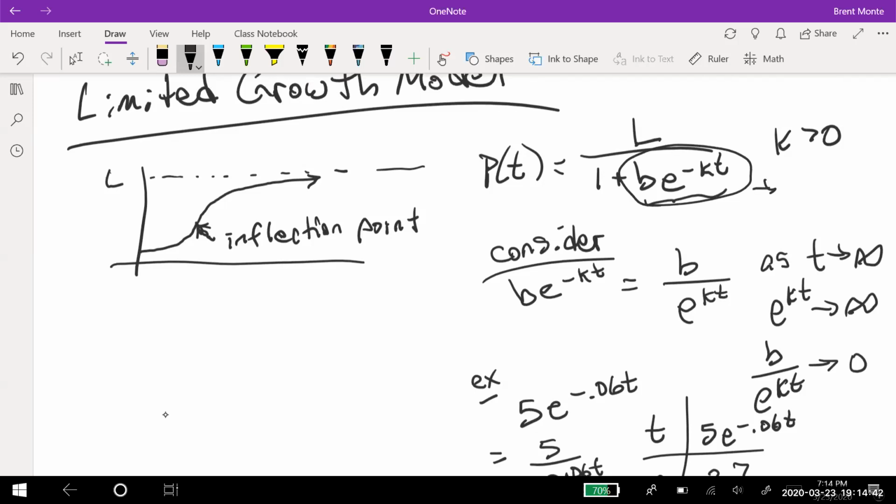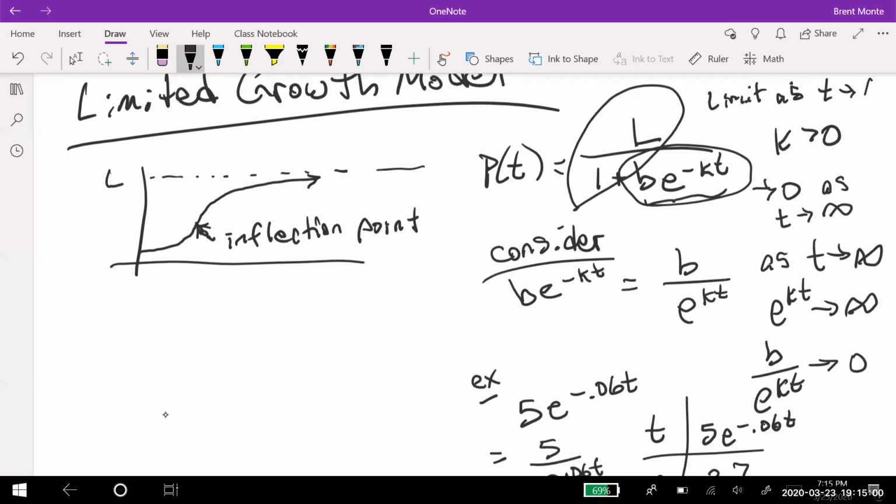So the moral of the story, coming back here, is that this piece is going to go to 0 as t goes to infinity. So this is going to give me my limit, my limit as t goes to infinity. All right, let that sink in for just a second.